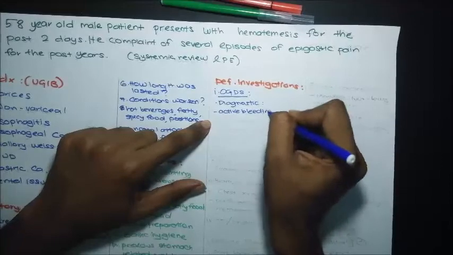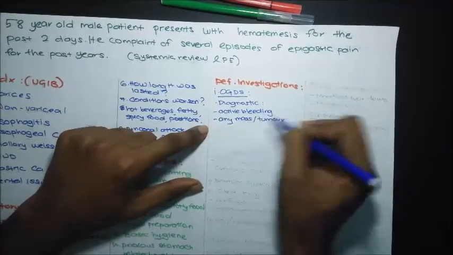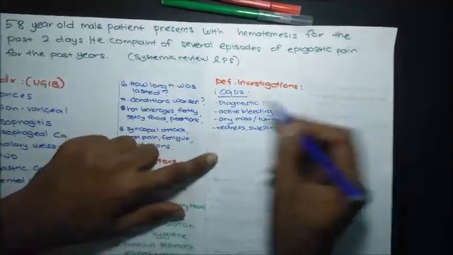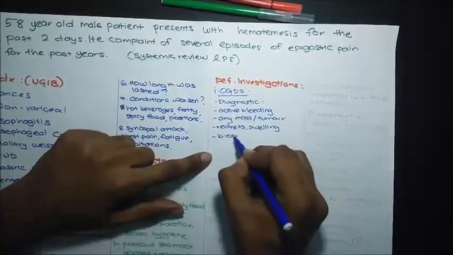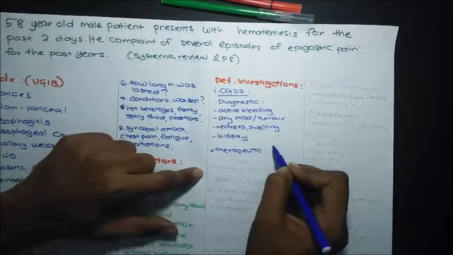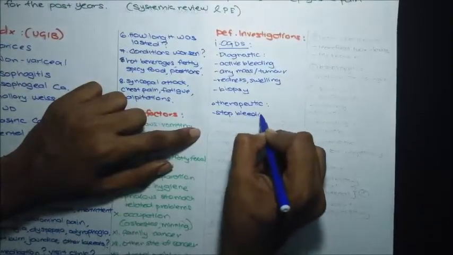If it is diagnostic, it can help us to see active bleeding, any mass, any tumor, any redness, swelling, and we can also take a biopsy. For any sort of pathology, we can identify it. Next, for the therapeutic purpose, we can stop the bleeding via various techniques.